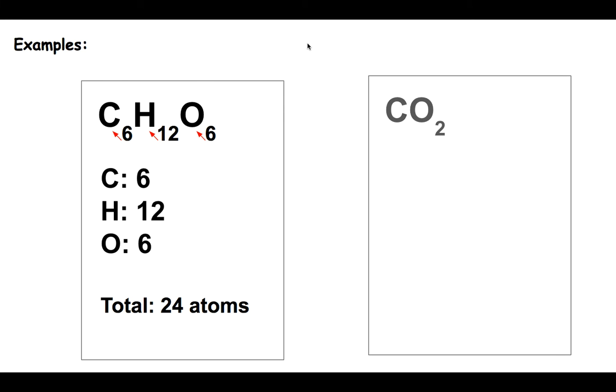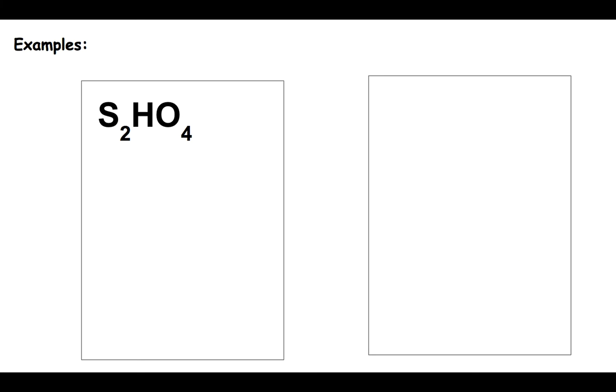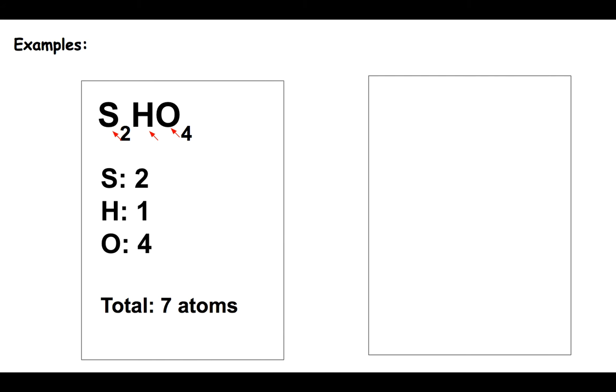All right, the next one is CO2. There's nothing written next to C, so we assume it's a 1, and there's a 2 with O. So it's C1O2 together to get a total of 3 atoms. Okay, so S2HO4. 2 S's, 1 H, 4 O's to get a grand total of 7 atoms.